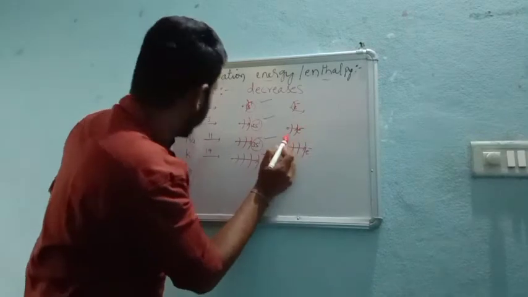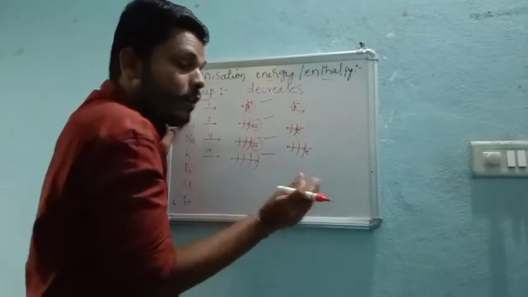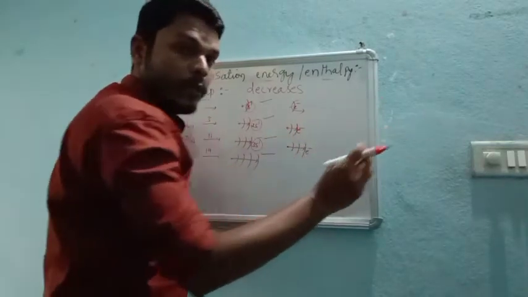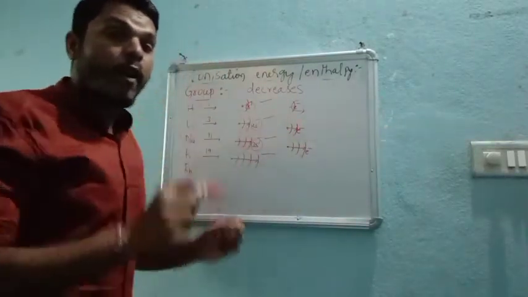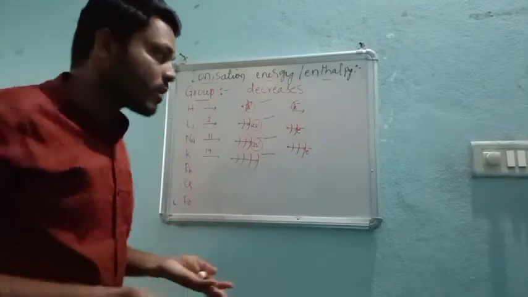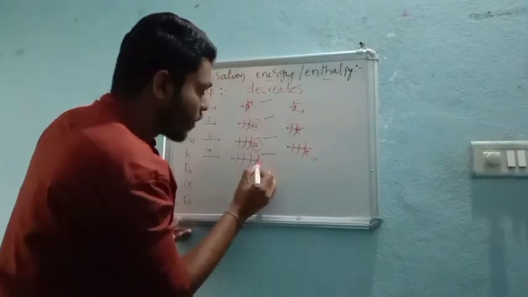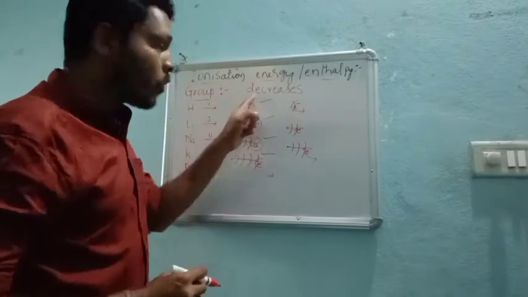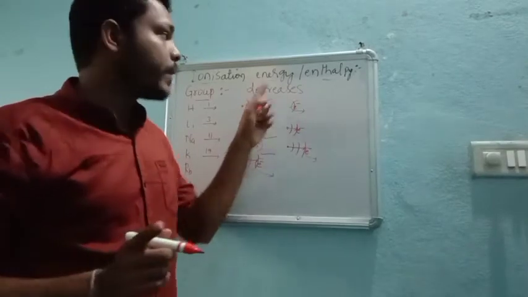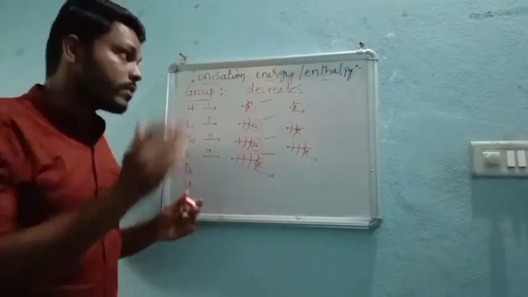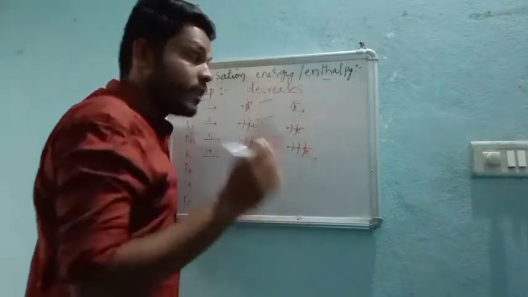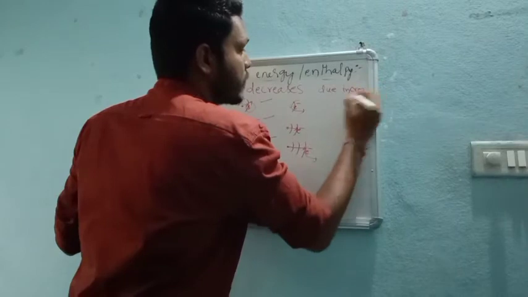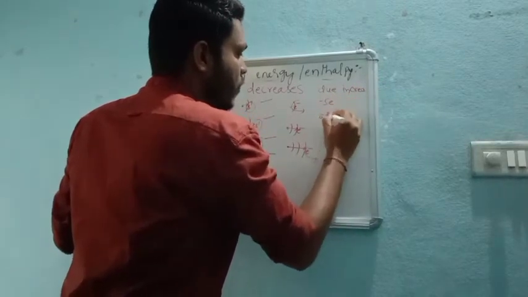In lithium we have moved a little farther from the nucleus. As we move farther and farther from the nucleus, the bond strength definitely decreases. As the bond strength decreases, it is very easy for us to remove the electron, right? So that's why in a group, ionization enthalpy or energy always goes on decreasing. And what reason will you give? The reason is the increase in atomic radius.